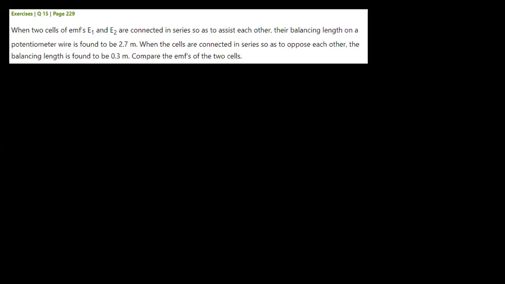When two cells of EMF E1 and E2 are connected in series so as to assist each other, the EMFs are added. The potentiometer length is found to be 2.7 meter, so the first length is 2.7 meter. When cells are connected to oppose each other, it is found to be 0.3 meter. So the second length is 0.3 meter. Compare the EMFs E1 and E2.